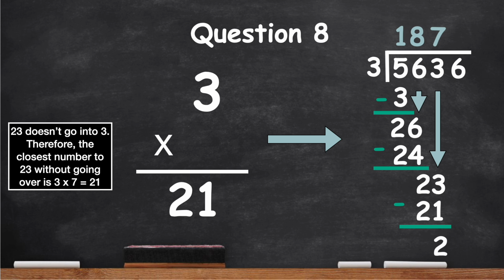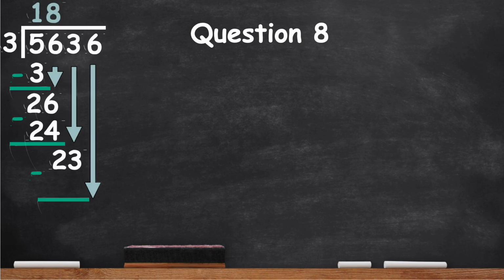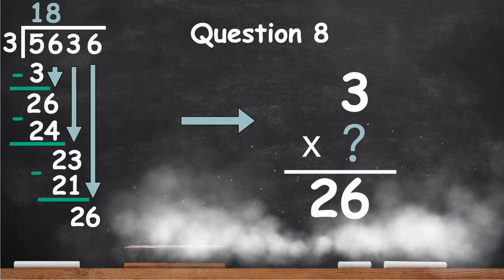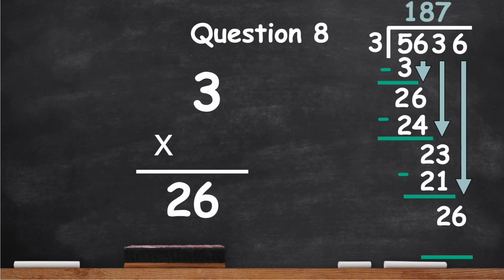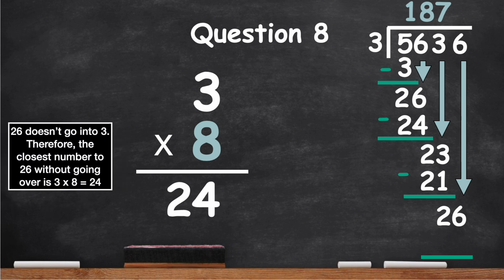Now we're going to bring that 6 down beside the 2. And now we're going to solve 26 divided by 3. Again, we're going to look at 3 times what gives us 26. The answer is 8. So the closest to 26 is 3 times 8, which equals 24. So we're going to put that 8 on top of the 6. And then 3 times 8 equals 24. So we're going to do 26 minus 24, which equals 2.